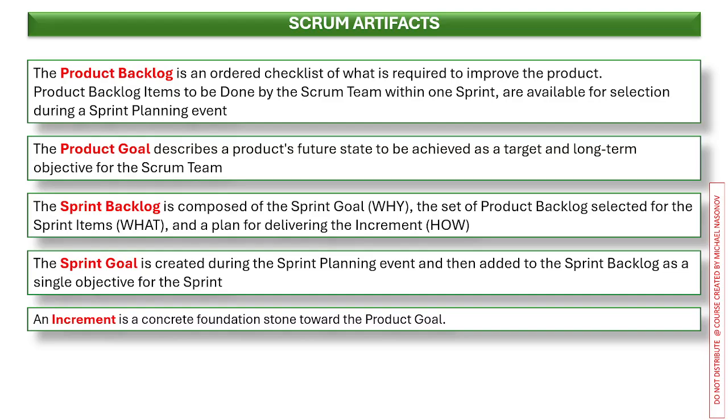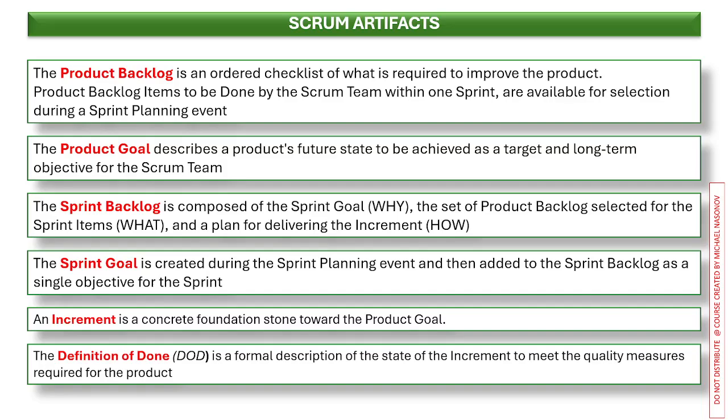An increment itself is a concrete foundation stone towards the product goal. And finally, DOD, definition of done, is a formal description of the state of the increment, in Kanban mostly using a Kanban board, to meet the quality measures required for the product. So to sum up, Scrum artifacts are product backlog, product goal, sprint backlog, sprint goal, an increment, and DOD, definition of done.